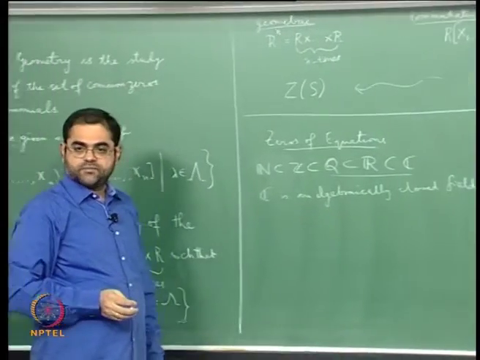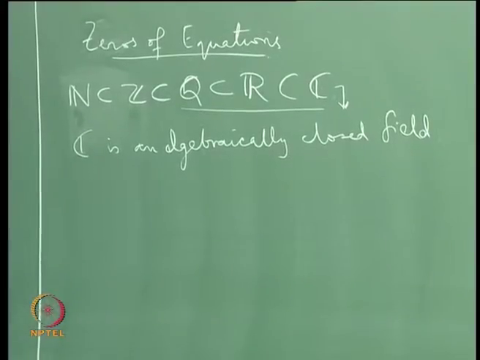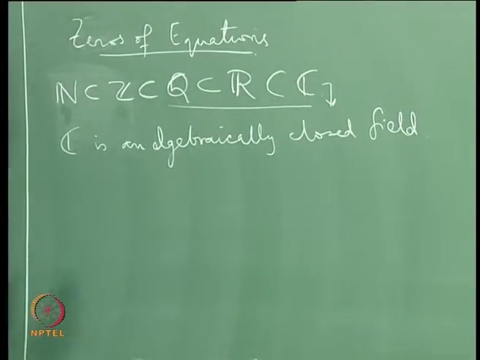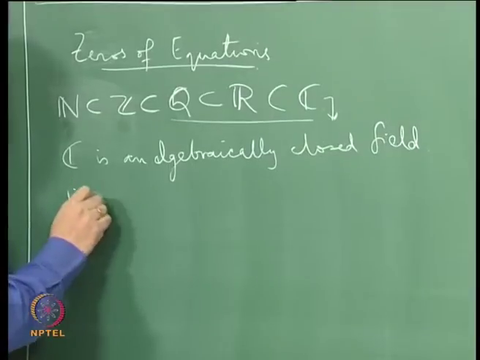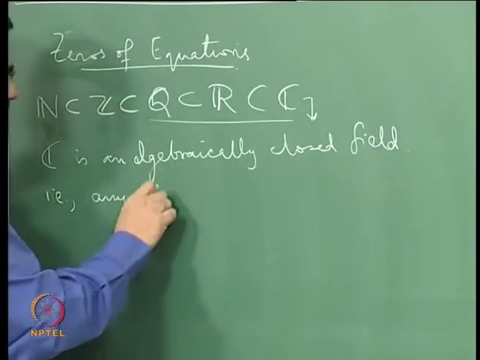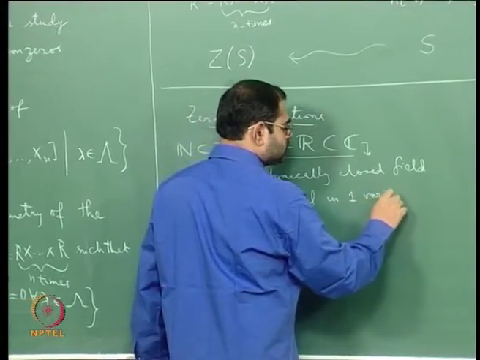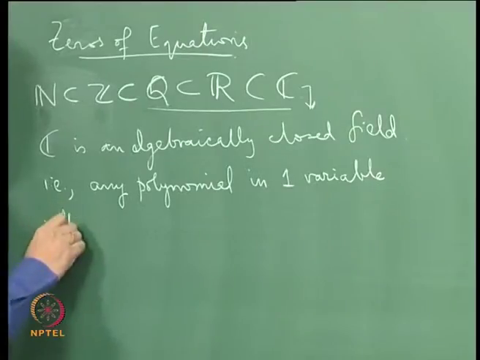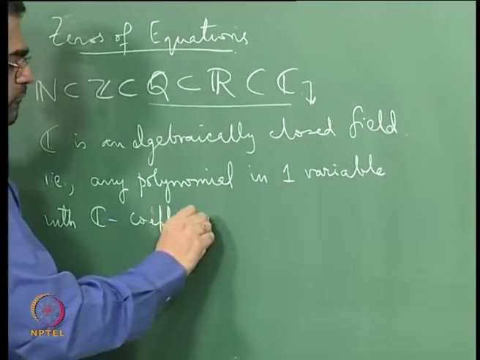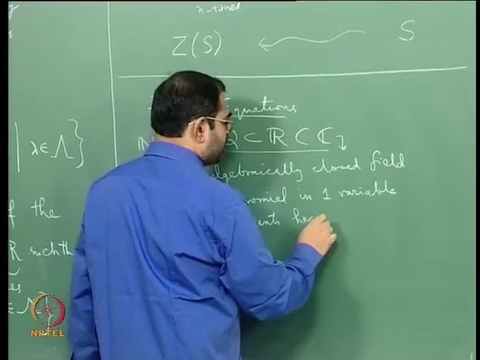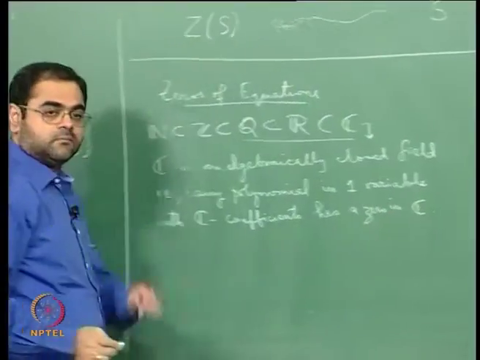Okay, C is an algebraically closed field. What does this mean? That is, any polynomial in one variable with C coefficients has a 0 in C, okay.